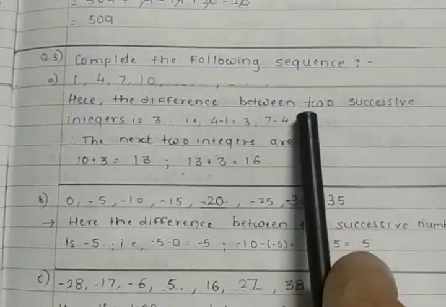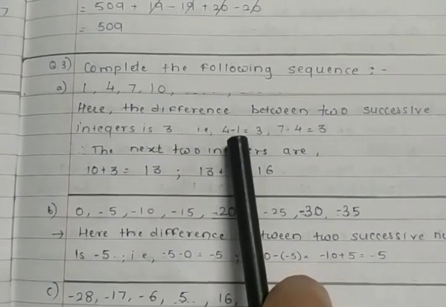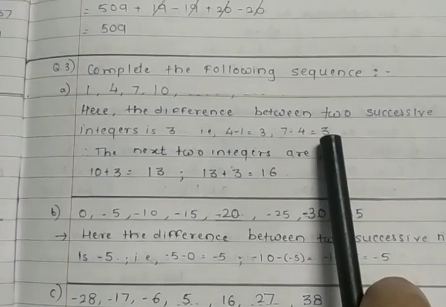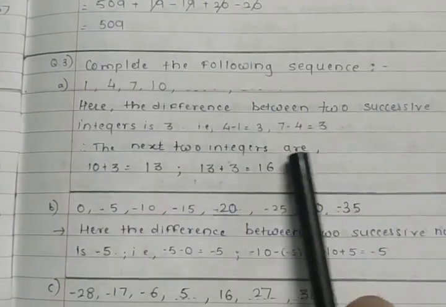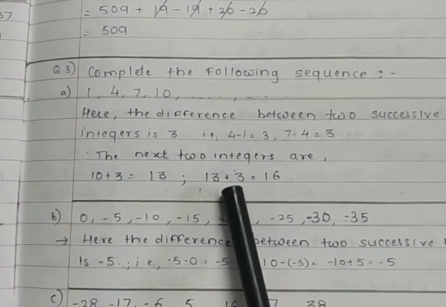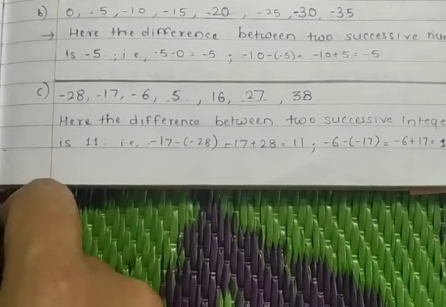So here the difference between two successive integers is 3. That is 4 minus 1 is equal to 3. 7 minus 4 is equal to 3. Right? So the next two integers are 10 plus 3 is equal to 13, and 13 plus 3 is equal to 16. Similarly, see the next problem.